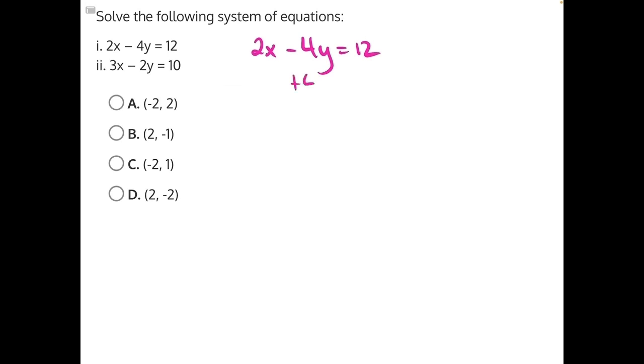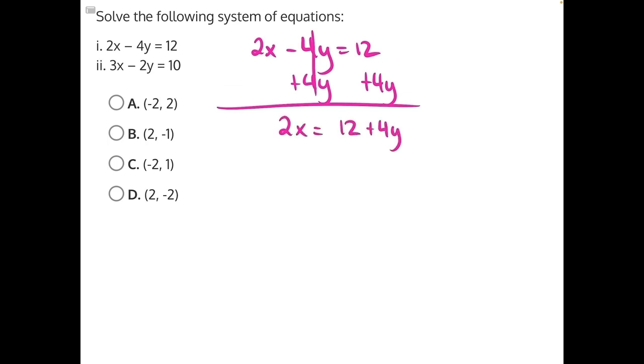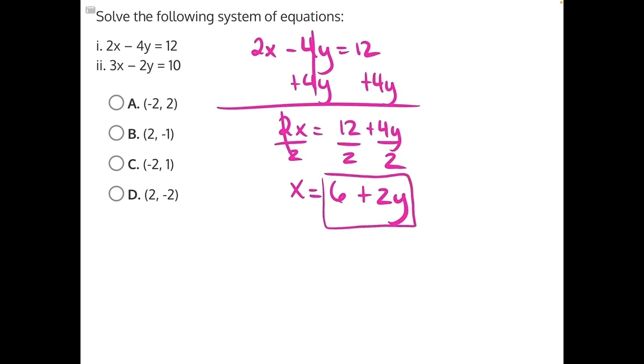We'll need to add 4y to both sides, opposite operations. These will cancel, giving us 2x is equal to 12 plus 4y. Then 2 is being multiplied to x, so the opposite is dividing everything in the equation by 2. These will cancel, giving us x is equal to 6 plus 2y. 12 divided by 2 is 6, and 4 divided by 2 is 2. So now we have found a value of x that we can substitute in to our equation.